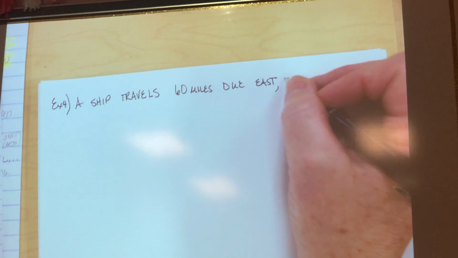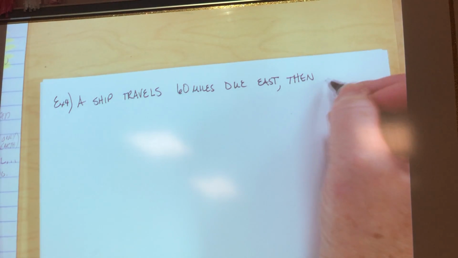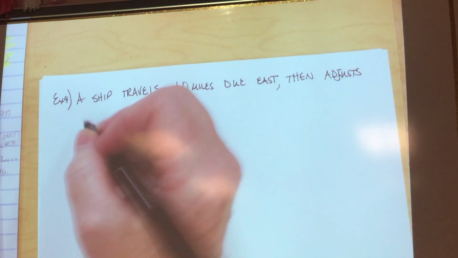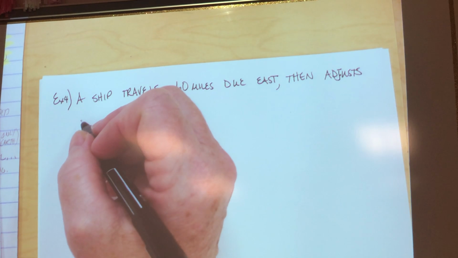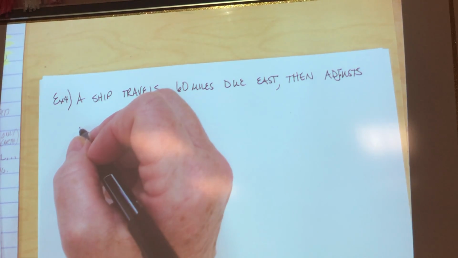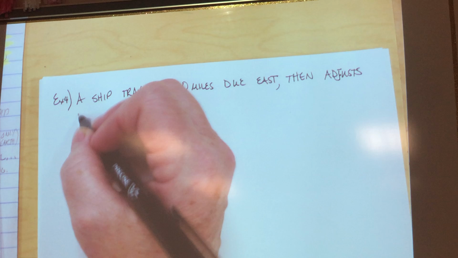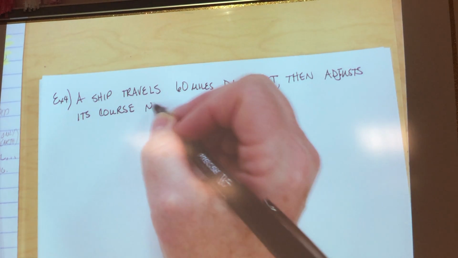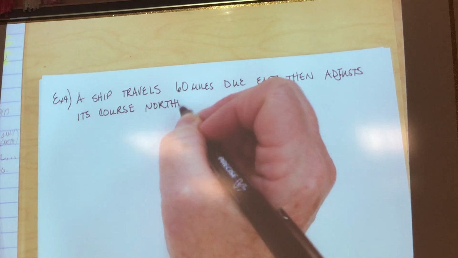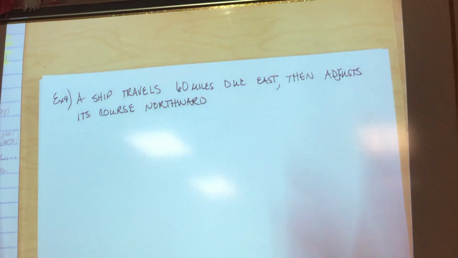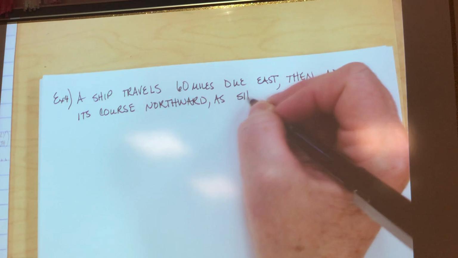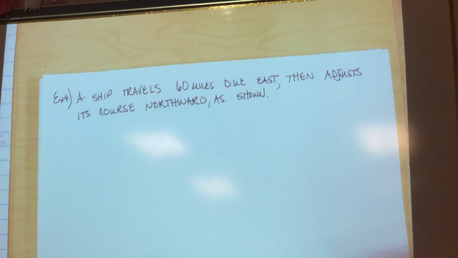Okay, then it adjusts its course northward, not northwest, sorry, don't write that down. Then it adjusts its course northward. So it's toward the north, but it's not north. It'll just be going up some, okay? And it says as shown, but I could not show you. You could draw it without me showing you.